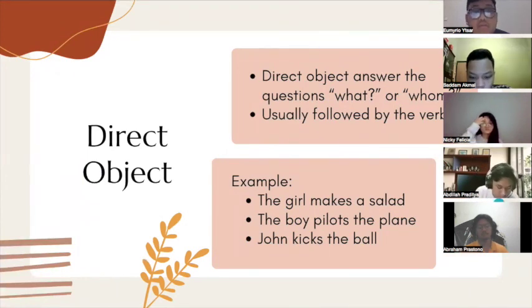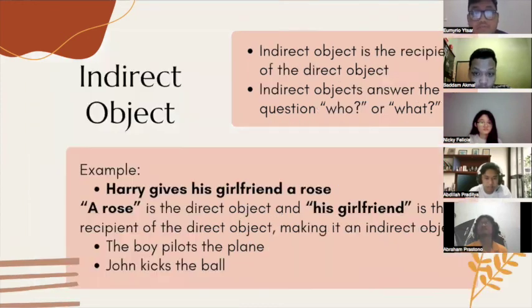Direct object. A direct object answers the question what or whom. It usually follows the verb. The example is the girl makes a salad. The salad is made by the girl, and that makes the salad a direct object. And then the boy pilots the plane, then John kicks the ball.